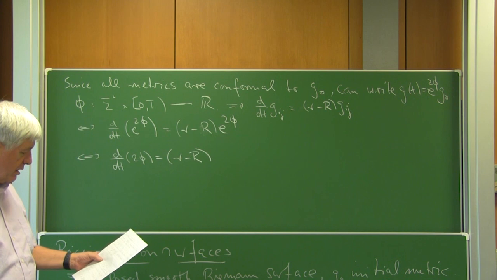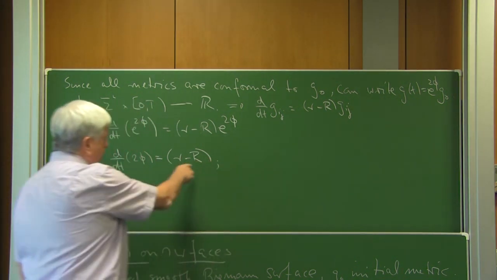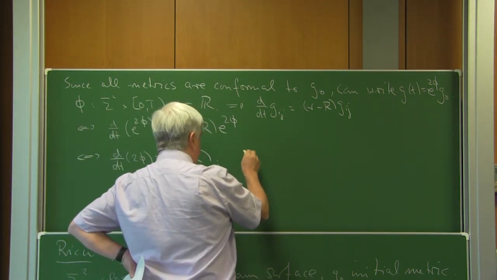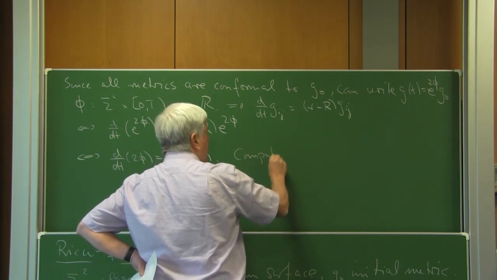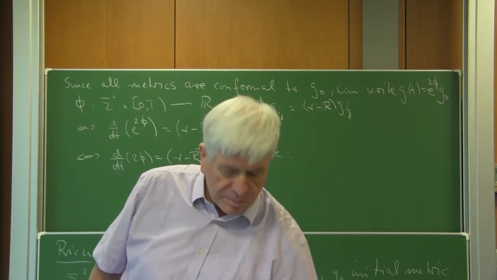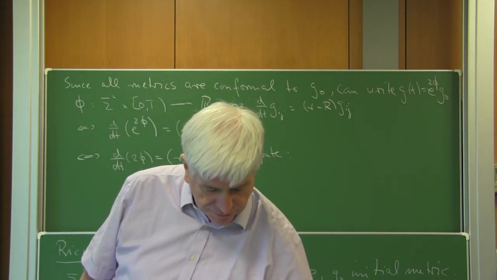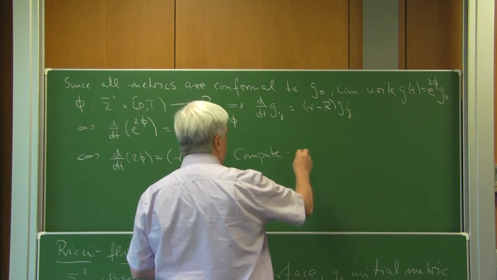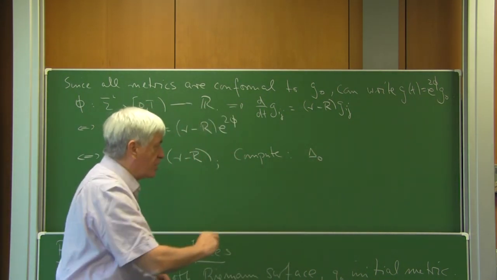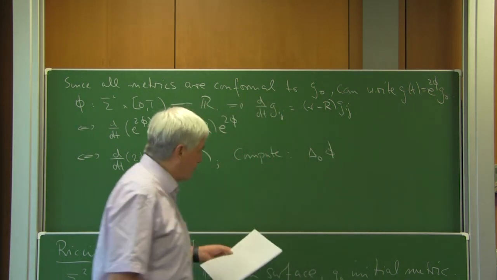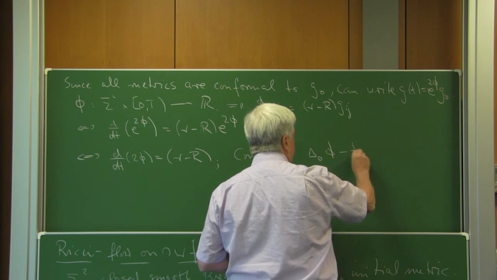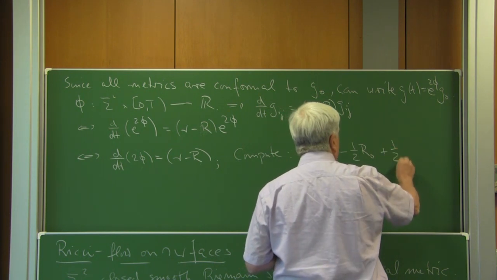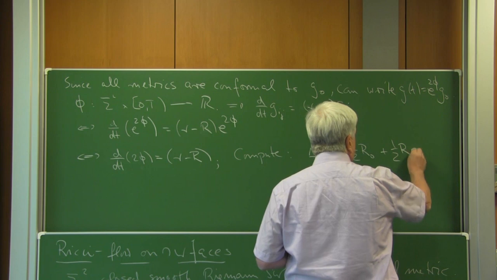And now we need a formula relating R to φ, but there's a clear-cut formula, you can compute how the curvature of a conformal metric relates to the curvature of the original metric, and it tells you that you have to take the Laplacian with respect to the original metric of φ, minus 1/2 the scalar curvature of the original metric, and then you get the relation to the scalar curvature of the current metric by this formula.